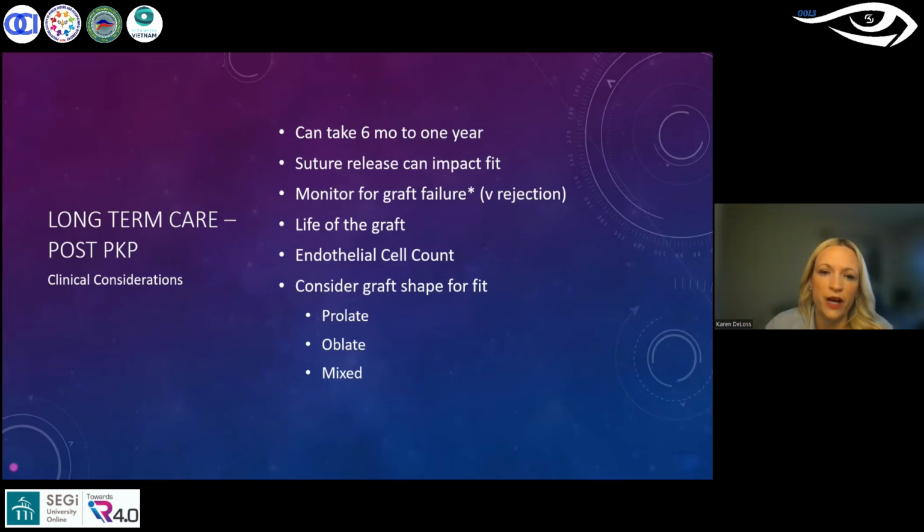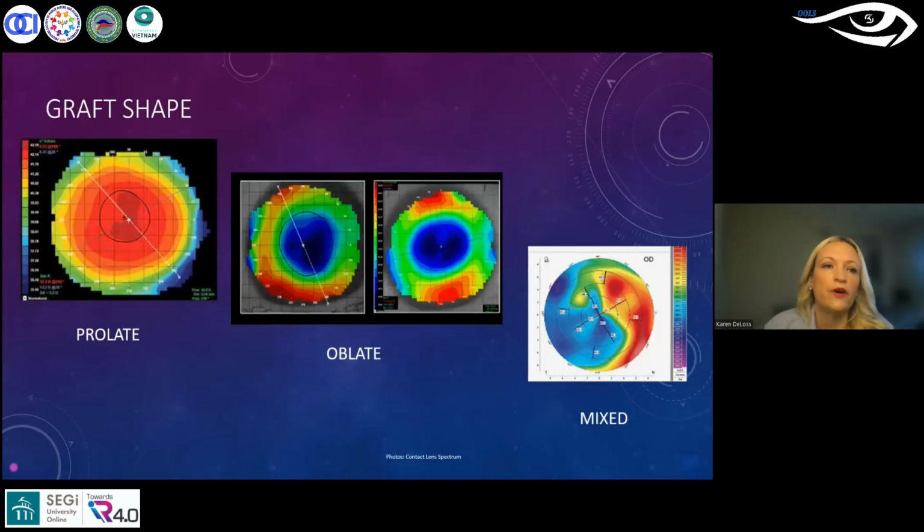With respect to graft shape, you can have prolate, which I'll go over in the next slide, oblate, or mixed types of surface. Prolate is just going to have that more positive shape. Oblate is going to be flatter centrally, which is why you have that blue spot, and then steeper peripherally. And mixed is probably the most difficult to fit, at least with the gas permeable lens. Again, the lens is going to slide over onto that steeper part, the red part. So those are things to consider after your patients return to you.